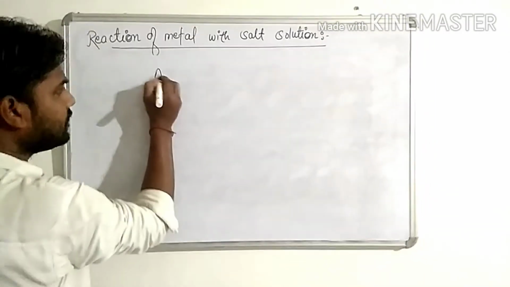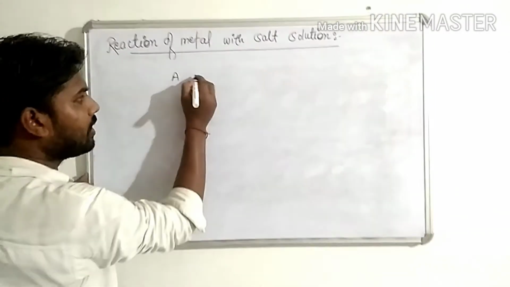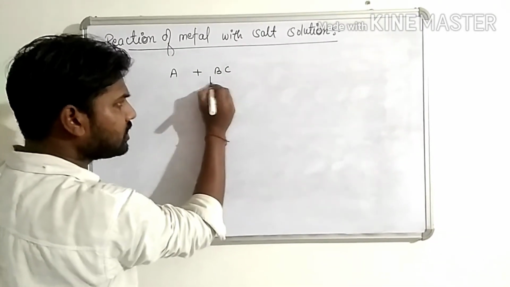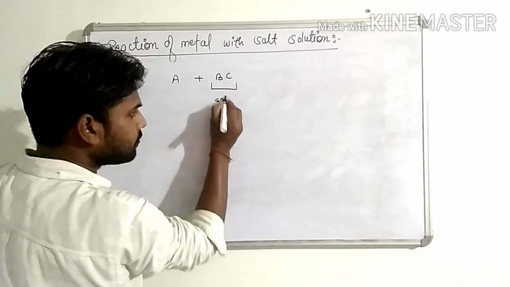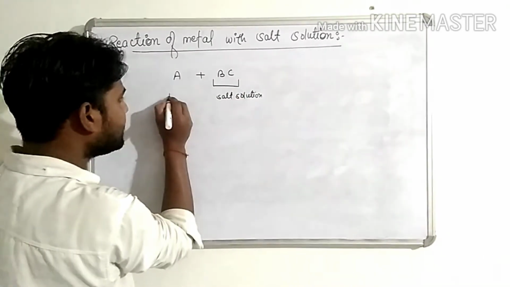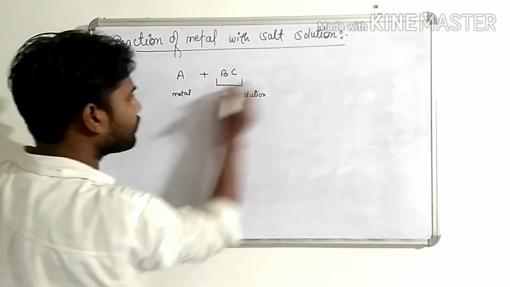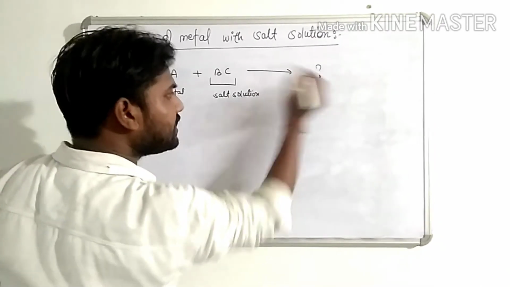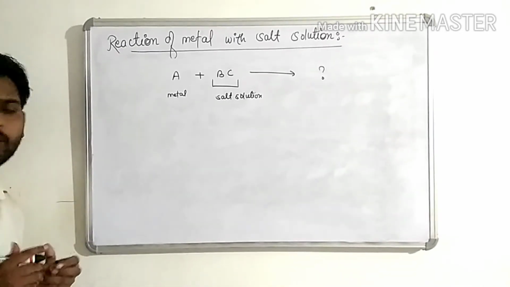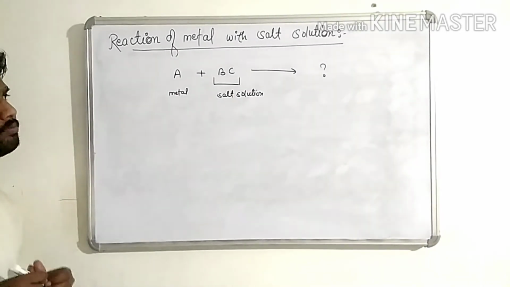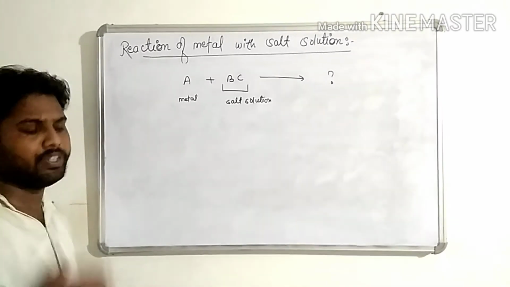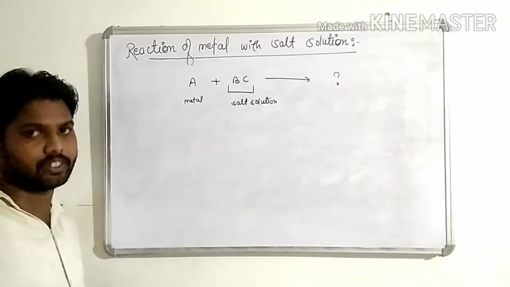Suppose children, this is metal A combined with salt solution. Suppose this is salt solution, and this is metal. Now what is the product formed? I've already told you children, you have to learn the reactivity of the metal, which metal is more reactive than other. Clear?